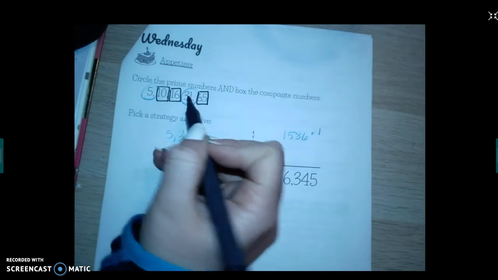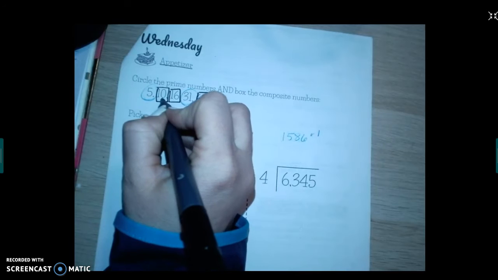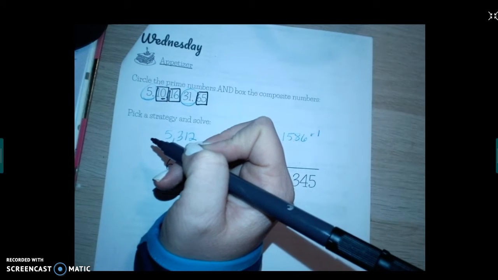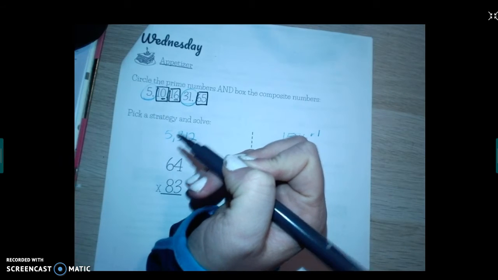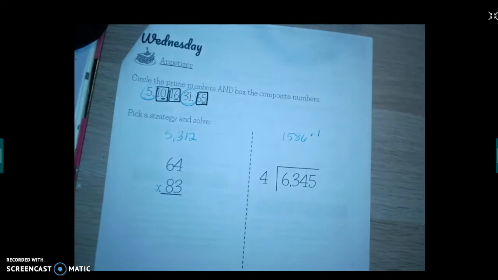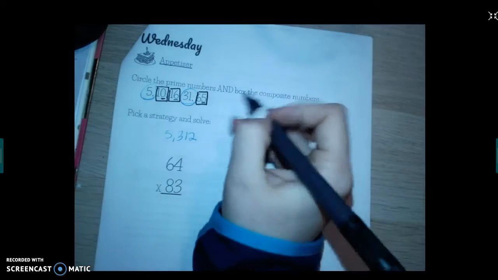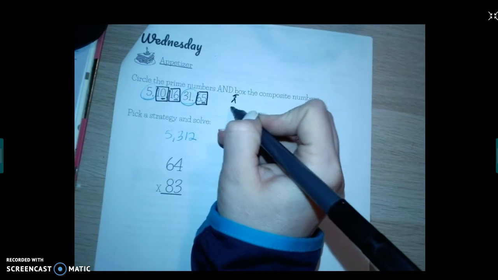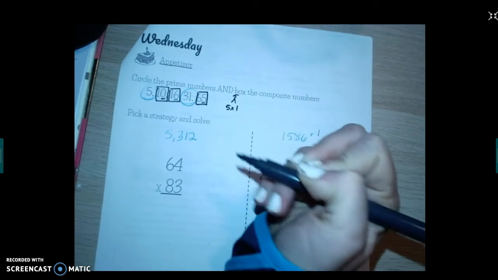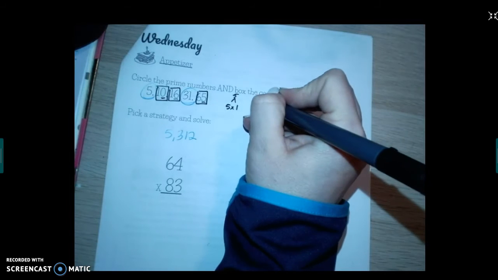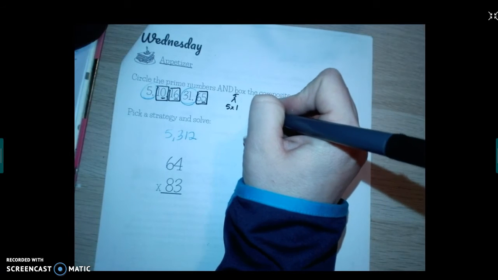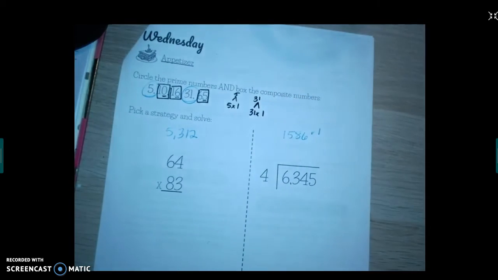So 5 and 31 are your prime numbers. I can easily see that 10 is not prime because it's even. 16 is not prime because it's even, it's composite. And 65 is not prime because it's a multiple of 5. And then when I do 5, only 5 and 1 can be multiplied together to equal 5. And same thing for 31. 31 times 1 is the only thing.